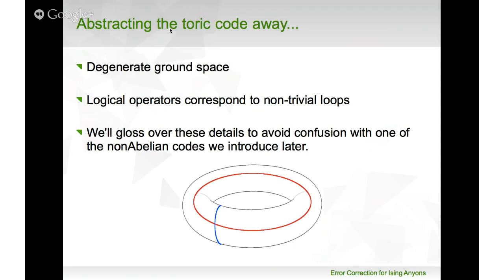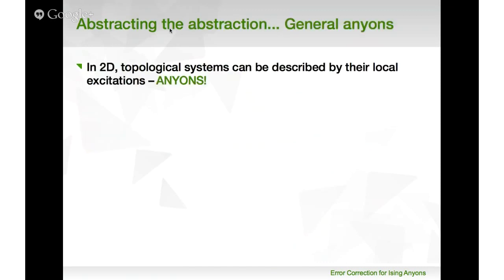Instead, I'm going to take some of these features that we saw in the context of the toric code, and I'm going to use them to motivate the study of more general anyon models. So I'm certainly not going to give a rigorous introduction to these. I'm just going to go over the relevant features for the error correction, which I'm going to describe later. So I'm going to gloss over some details, but again, if you guys have any questions, please just stop and ask.